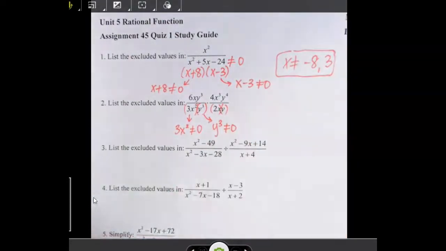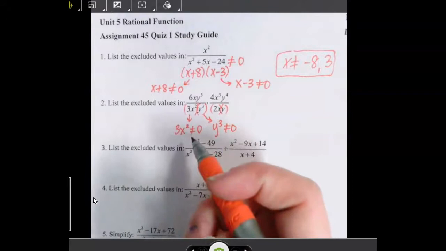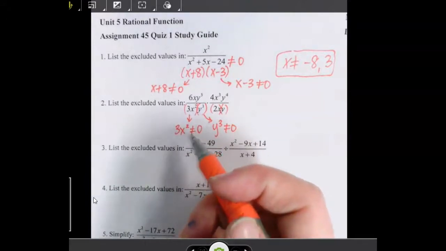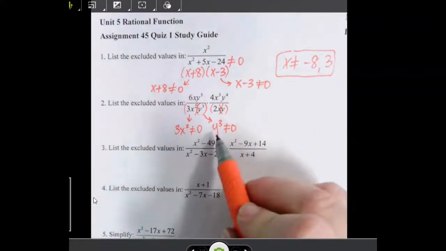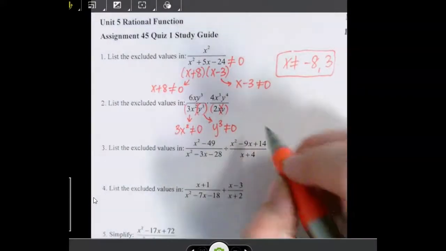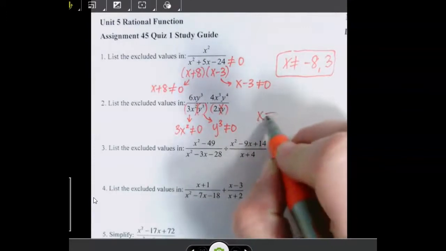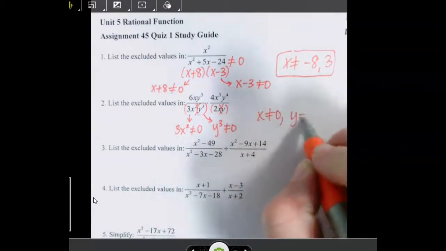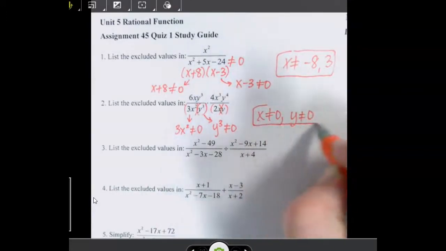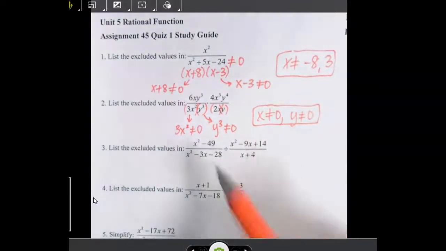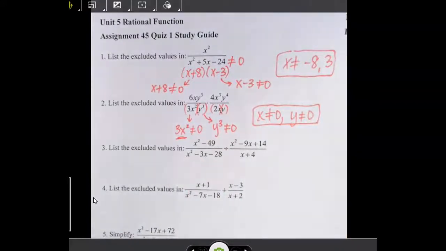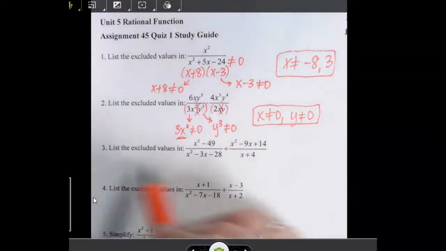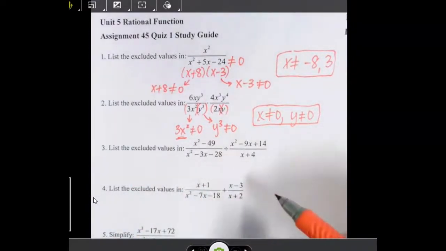So if we solve those, or even just think them through, the only value we could square and multiply by 3 and end up at 0 would be 0. And the only number I can cube and end up at 0 would be 0. So x cannot be 0, and neither can y. And remember that anytime you're looking at a monomial term, just a single term with a single variable, the excluded value is 0.